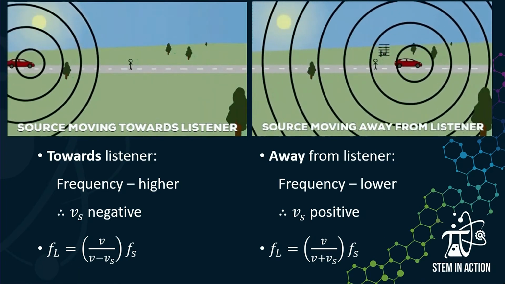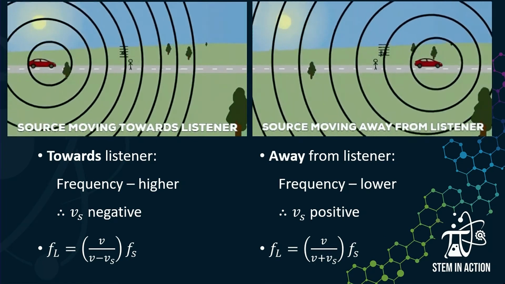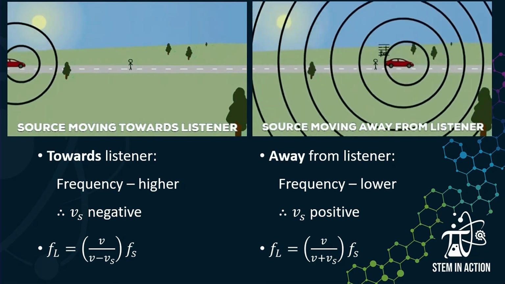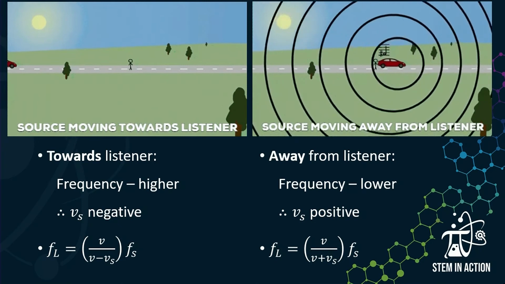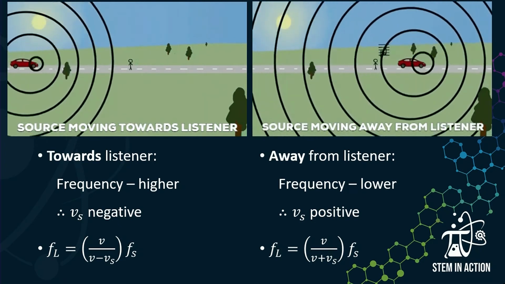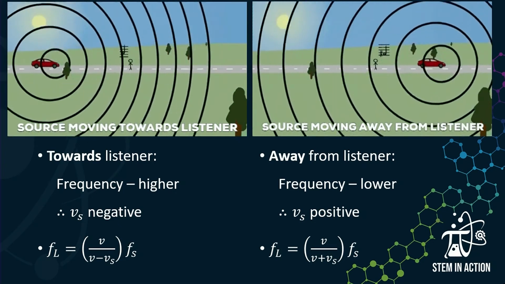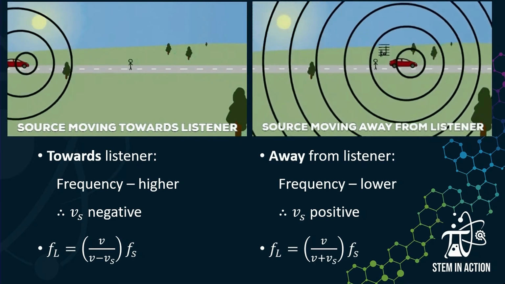There you can see the two side by side, so you can compare. When it is moving towards, the waves are definitely closer together, indicating a higher frequency, whereas on the right hand side, when the source is moving away from the listener, the waves are further apart, indicating a lower frequency.